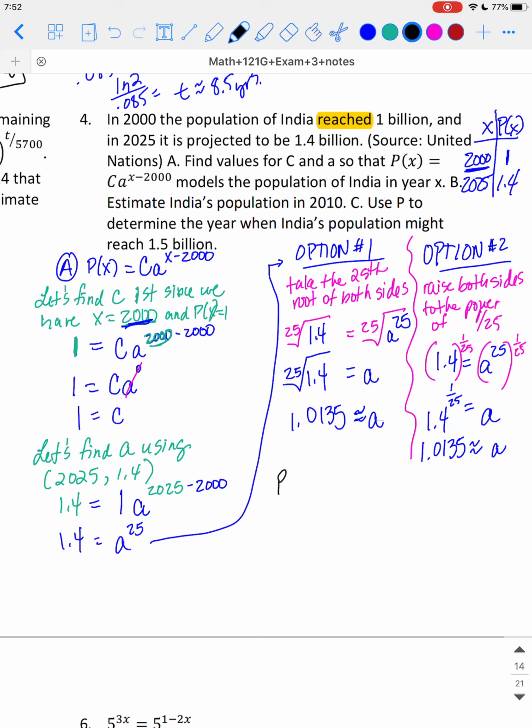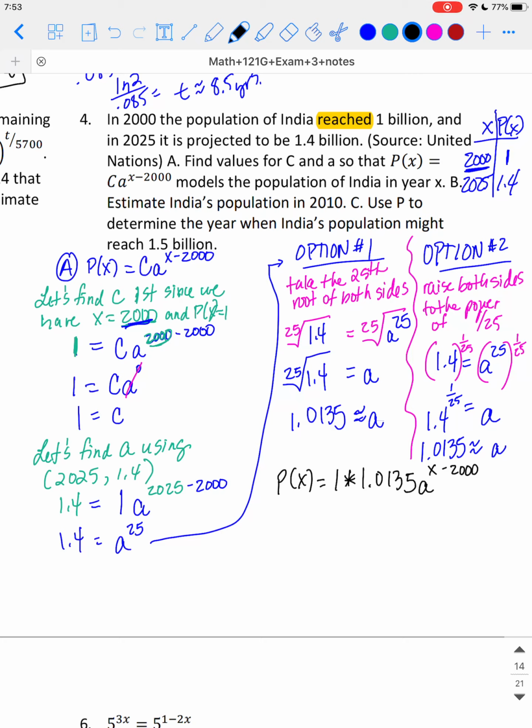All right. So our final answer, now that we've done everything here, P of X is equal to, so our C is 1, so I'll write it, times 1.0135 to the X minus 2000. Now I'm going to change this to just times, just because.